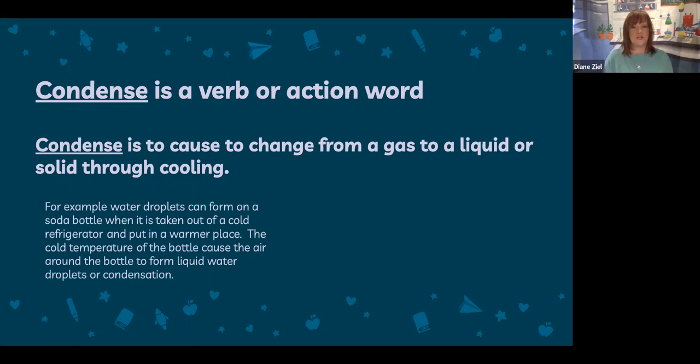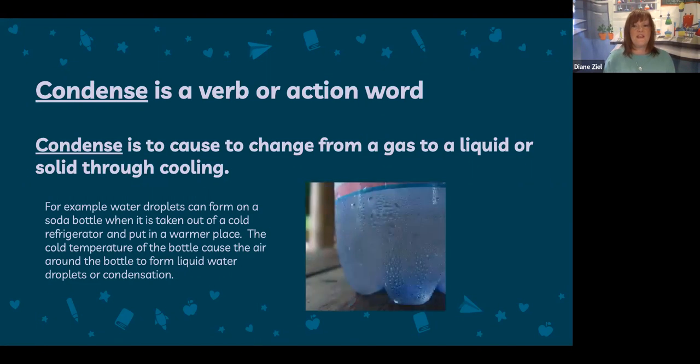That's condensation. Water droplets can form on a soda bottle, for example, when it's taken out of a cold refrigerator and put in a warmer place. The cold temperature of the contents of the bottle cause the air around the bottle to form liquid water droplets, or condensation, and it may look like this. I think this will look familiar to you. That's an example of condensation.